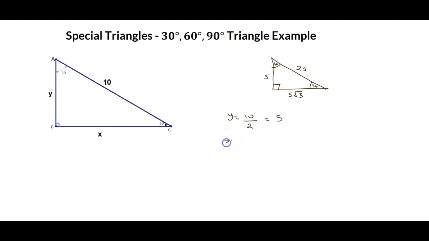And then x is going to be s square root of 3, so that is going to be y multiplied by square root of 3, which is equal to 5 square root of 3. So therefore, x is equal to 5 square root of 3, y is equal to 5.